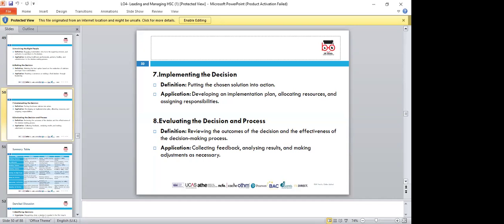These are things that we need to know. Collecting feedback, analyzing results, and making adjustments as necessary. Repetition: reviewing the outcome of the decision and the effectiveness of the decision-making process is very, very key.